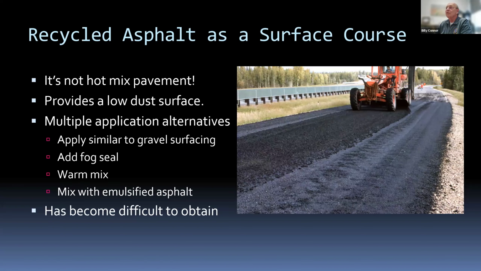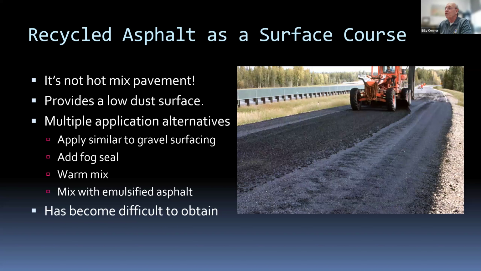There's a lot of ways you can put it down. You can treat it like gravel and just simply lay it out and compact it and go that way. Some people actually add a fog seal to it. Those who don't know what a fog seal is, you add about 1/10 of a gallon per square yard of emulsion, usually, to that surface, and it helps bind the surface together a little bit and help seal it.